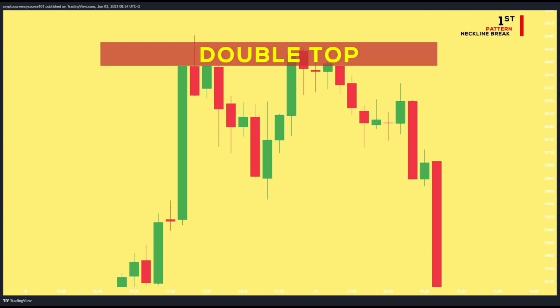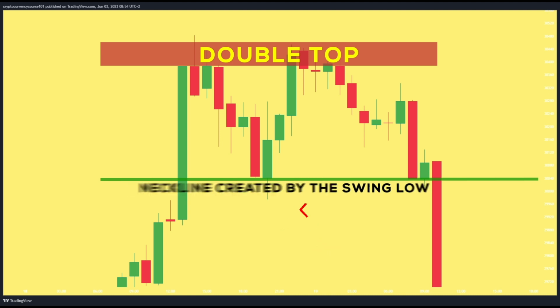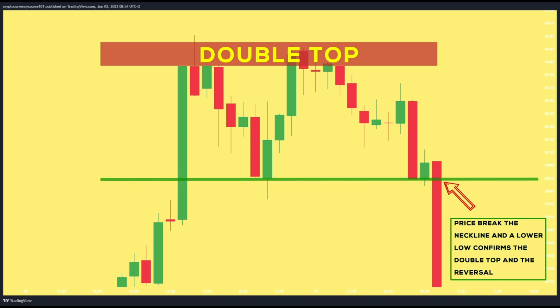So you first have your double top pattern that forms. Neckline here, because as you can see, it is created by the swing low. Once price breaks the neckline and it makes a lower low, you will open a breakout entry short because the reversal and the trend change are now confirmed.